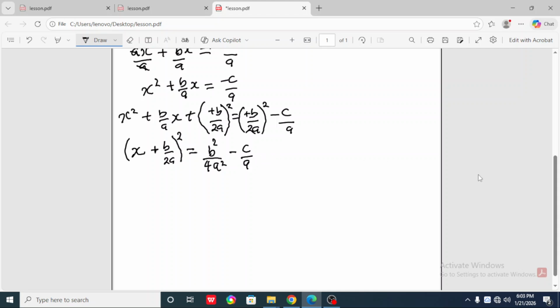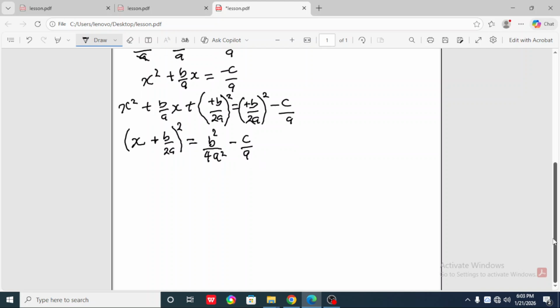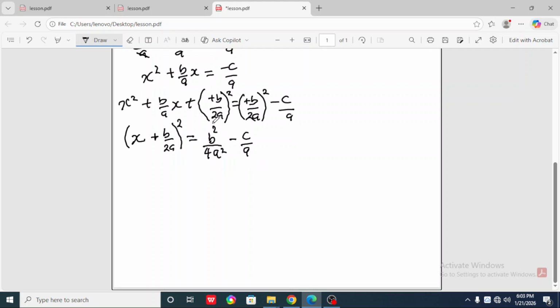So the next thing we are going to do is we ensure that we finish this side. These are two fractions. Let's make sure that it's a single fraction before we touch anything at this side. So we are going to leave this one and concentrate on this.